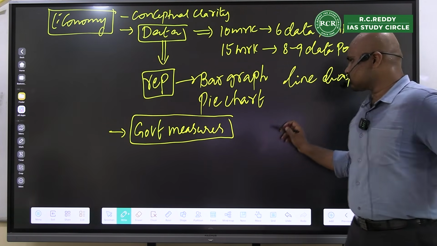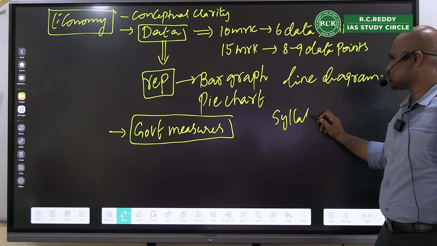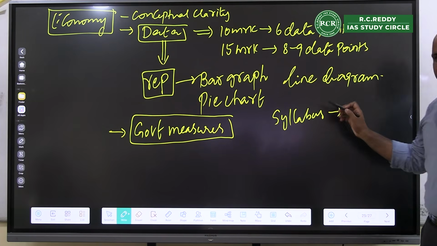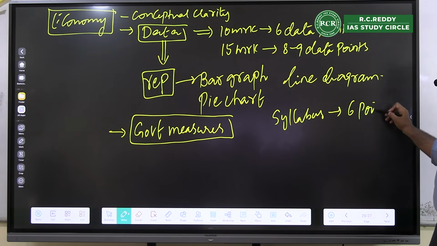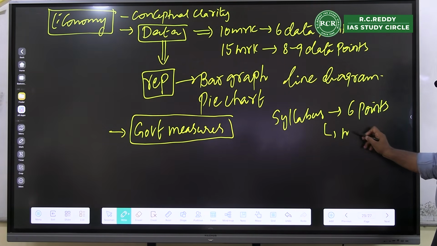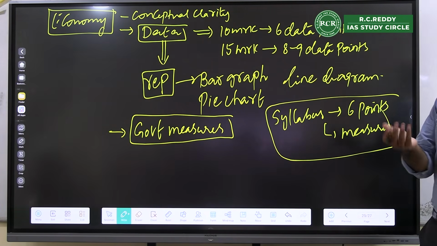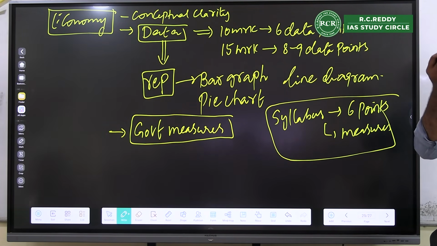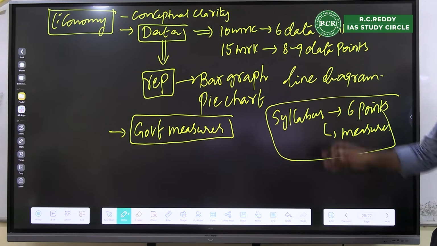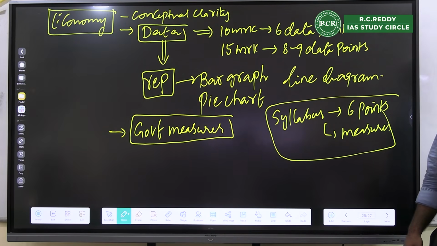What is the simple thing that you can do, my dear? Keep your syllabus. For every syllabus point, you collect some 6 data points and you write some measures taken by India. That is enough. We have a syllabus, and in that syllabus there is a line. For every topic there, kindly do this exercise. Rest everything will fall in place. That's with respect to economy.